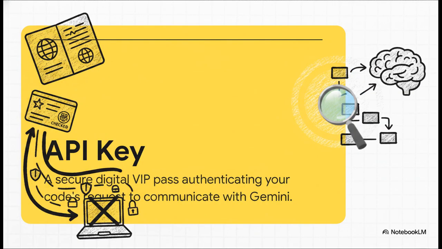You can kind of think of an API key as this highly secure digital passport, or like a VIP backstage pass. It authenticates your code's request to communicate with an external service. It's your personal access token, directly tied to your account. And because of that, you absolutely never want to just leave it openly visible in your code where anyone could copy it and drain your resources.